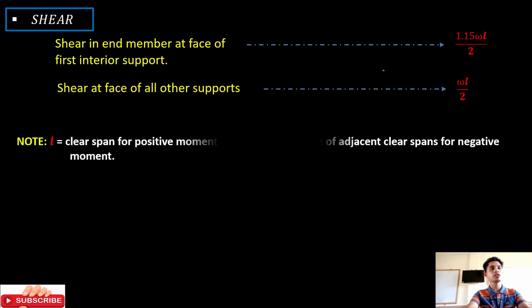Okay? Yan, note, ito yung mahalaga. Yung L, it is the clear span for positive moment and shear, and average of adjacent clear spans for negative moment. So, yung L natin kapag gina-compute is positive moment tsaka shear, yun yung clear span ng span kung anong kinukuha natin ng moment. Kapag naman negative moment yung pinakompute, kailangan natin i-average yung adjacent clear spans. Okay? And then yung W is the total factored load. Factored pa.